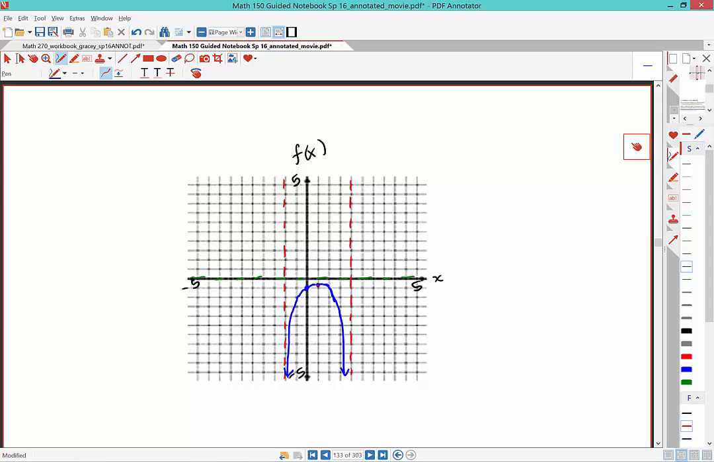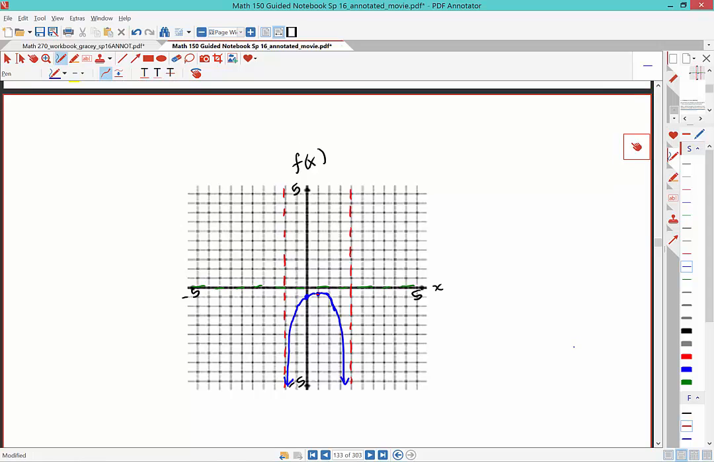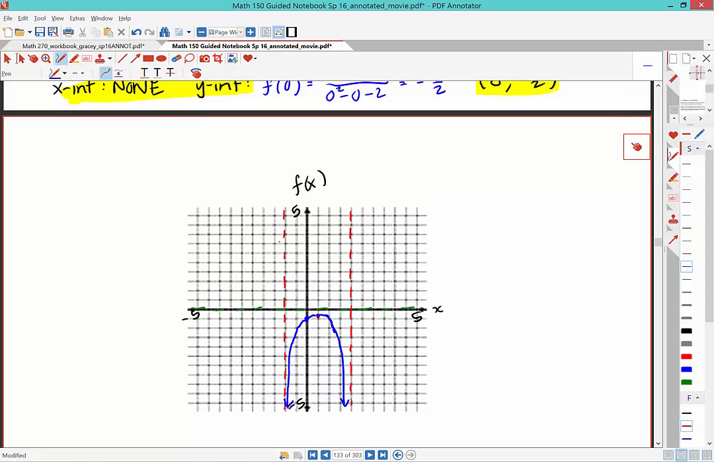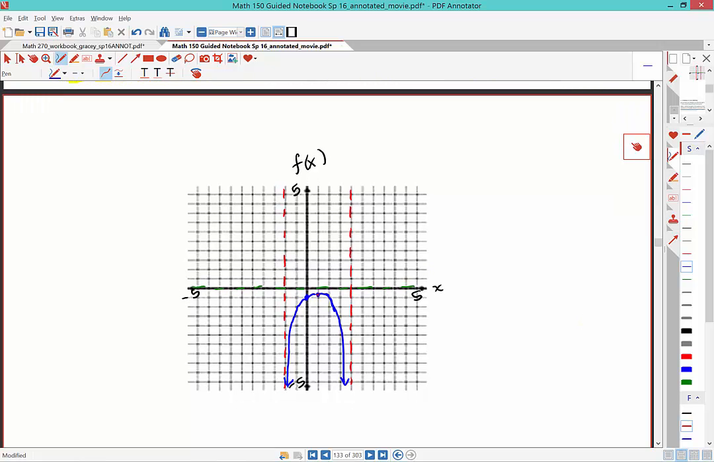Okay. And then we're increasing from minus infinity to negative 1 and concave upward, and then we're decreasing from 2 to positive infinity and concave upward on that last one. So if you want, you can certainly find a couple of extra ordered pairs to verify your findings.